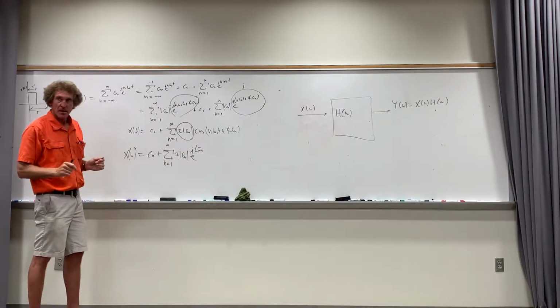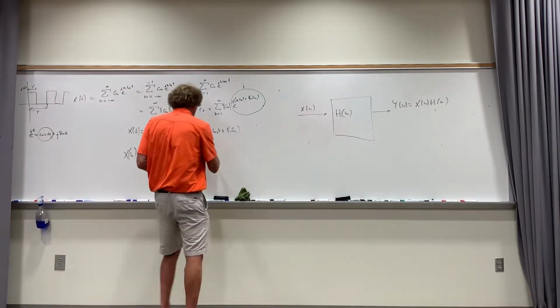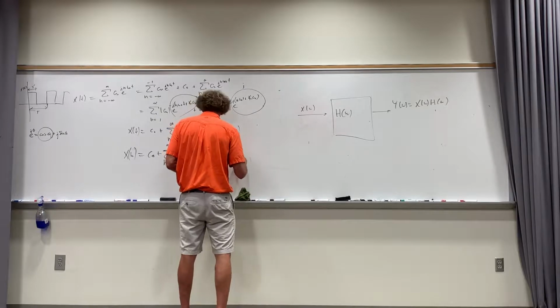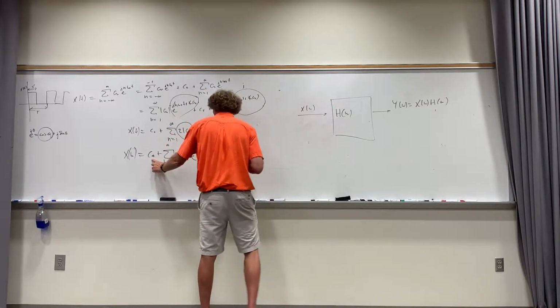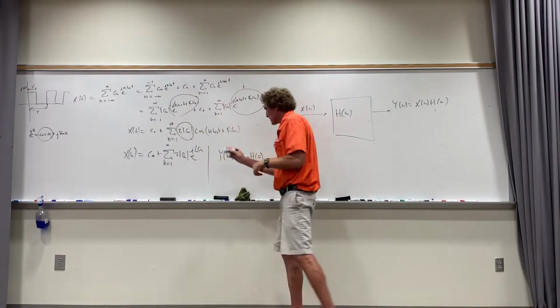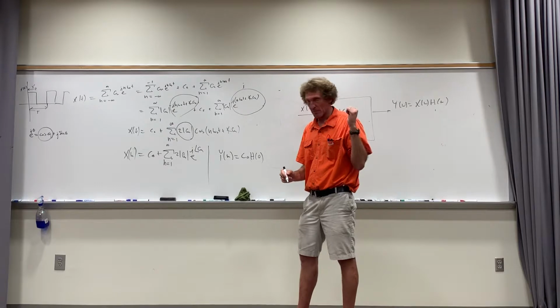Well, if I take this right here, and I multiply it by H of omega, please watch this. Now I get this. My Y of omega becomes C0 times the transfer function H evaluated at 0 frequency. Do you all see that? That's the first part of the output.